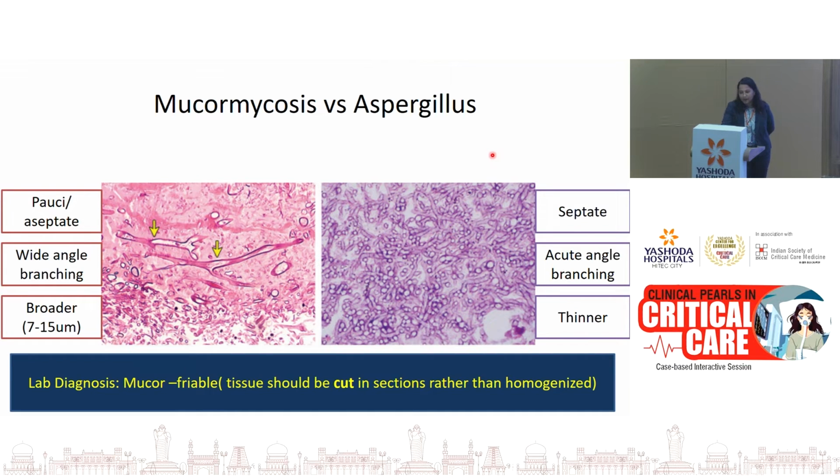So if we have a suspicion of mucormycosis in mind, we should instruct the lab because they need to process the sample differently. They should not grind the sample, otherwise, as the fungal elements of mucormycosis are very friable, we might not recover the mucor. So if we have a suspicion of mucor, we should tell the lab people to process the sample differently.